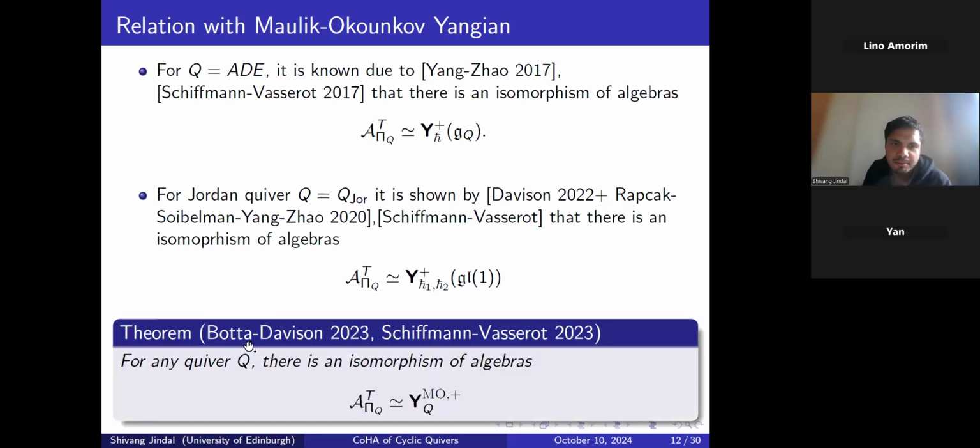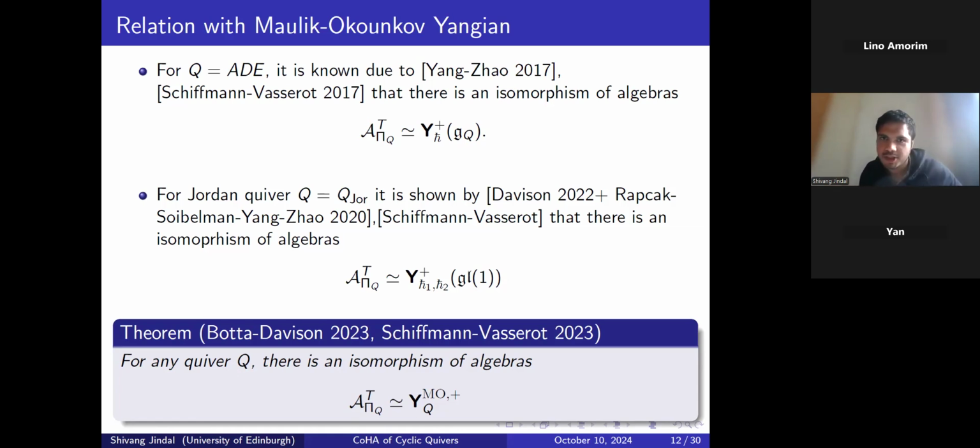There's a recent theorem of Tommaso Botta, Ben Davison, Olivier Schiffmann and Eric Vasserot, 2023, where they show that for any quiver Q there's an isomorphism of algebras between the cohomological preprojective algebra for some choice of torus and the positive half of the Yangian for any quiver. Here, the Yangian as defined requires an action of a torus which gives the symplectic form. So we have to choose a torus which gives the symplectic form, but otherwise this is always true.